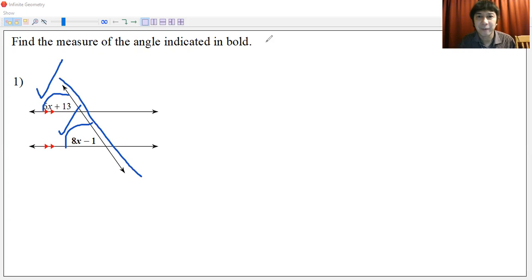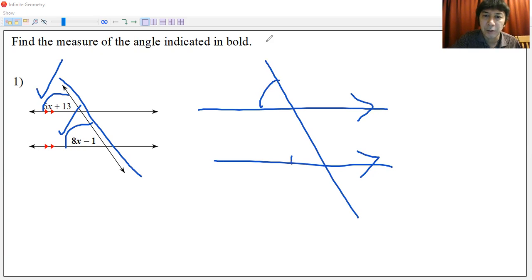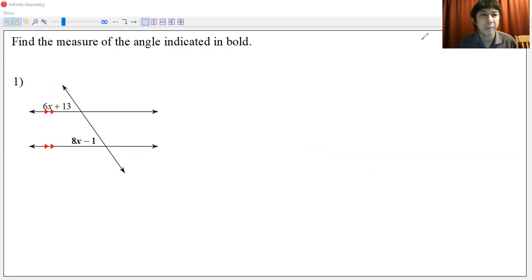If we do another diagram, this is the transversal and these are the two parallel lines. Okay, this and this are the corresponding angles. So the very definition of this: one exterior and one interior on the same side of the transversal. That will be the definition for corresponding angles. Now going back to the problem, they're supposed to be equal in measure, so that this is equal to this.